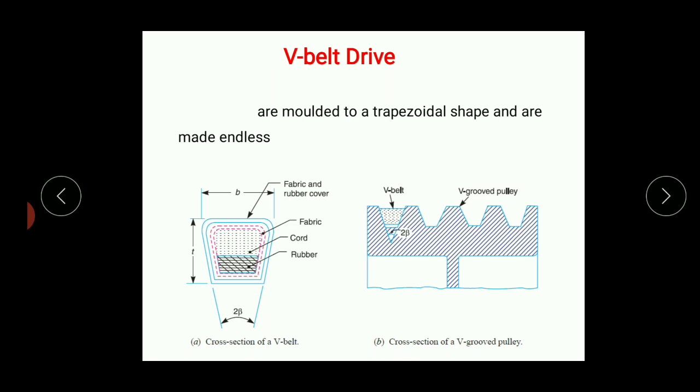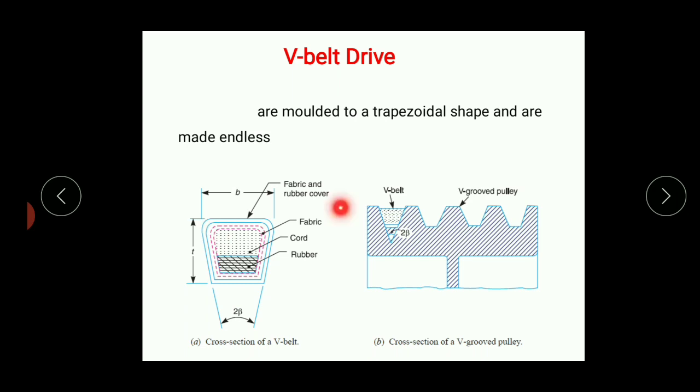V belt drives are somewhat trapezoidal in shape and these are made endless. What do you mean by endless? These are manufactured in such a way that they need not be tied together at their ends, but they are endless. There are no ends. You can observe here the shape of the cross section of the belt is a trapezoid, or somewhat making a V shape over here. That's why this type of belt is called a V belt.